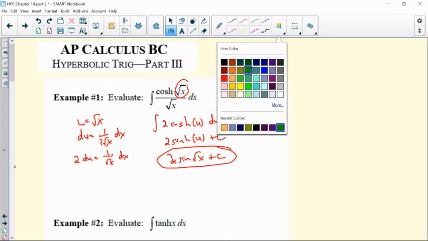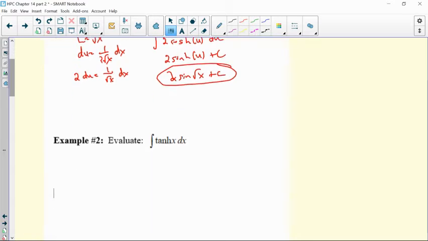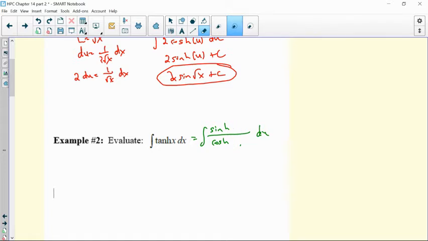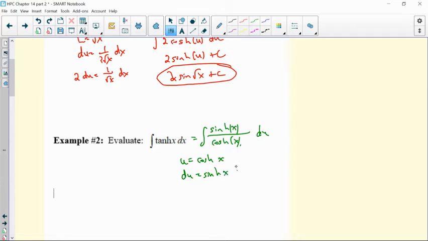The next example, hyperbolic tangent. And just like when we first learned how to integrate normal tangent, let's rewrite that as a quotient. So that's sinh over cosh. And we let our u, I guess these are still x's, my bad, make those x's. So our u will be our denominator. So u is equal to cosh x. Its derivative, again, is sinh x. We don't need to worry about any negatives.